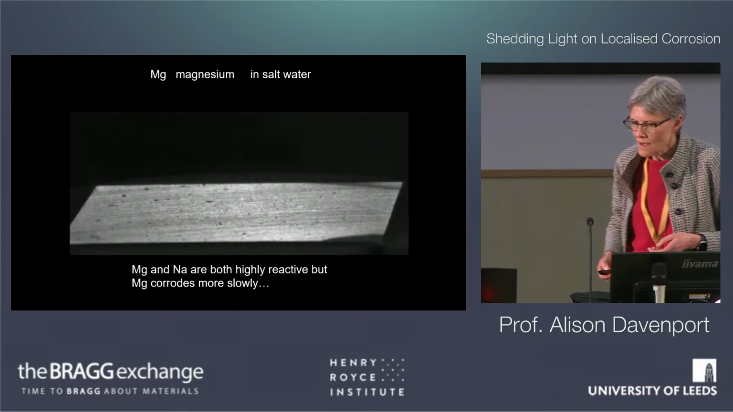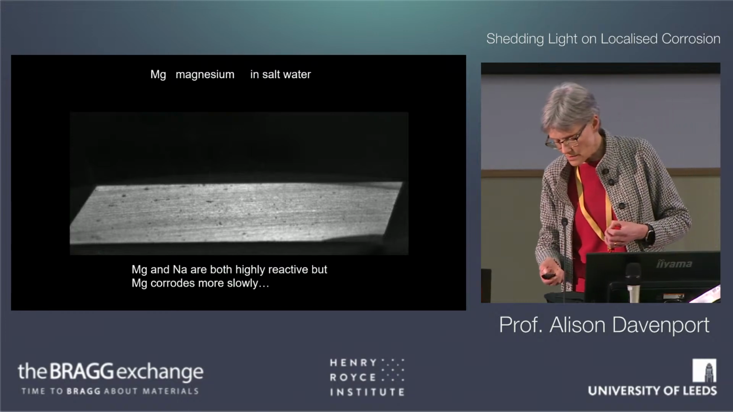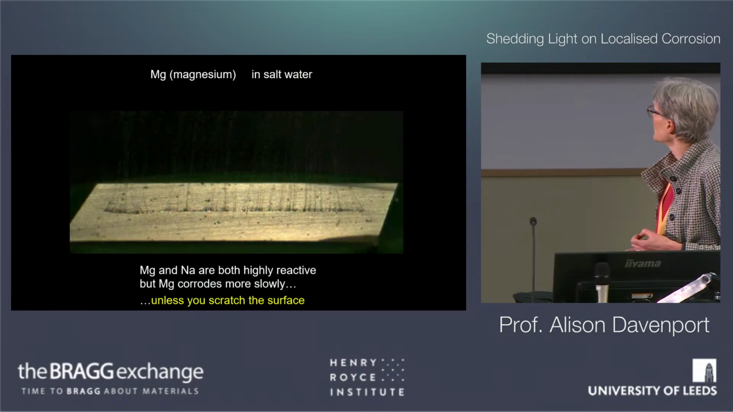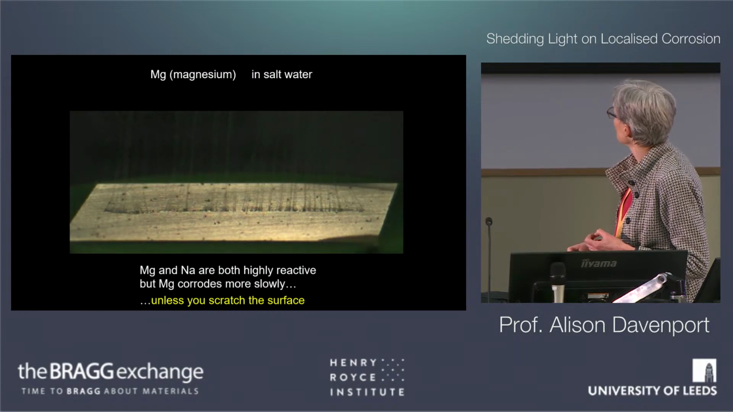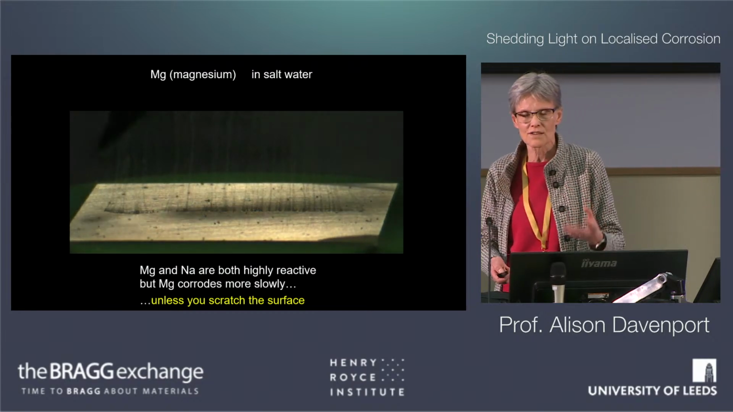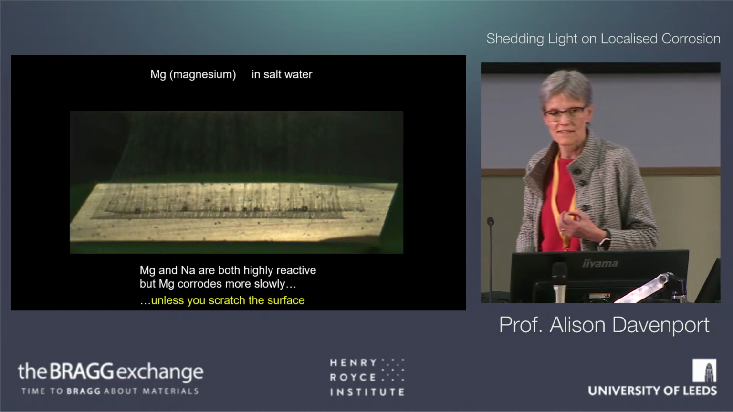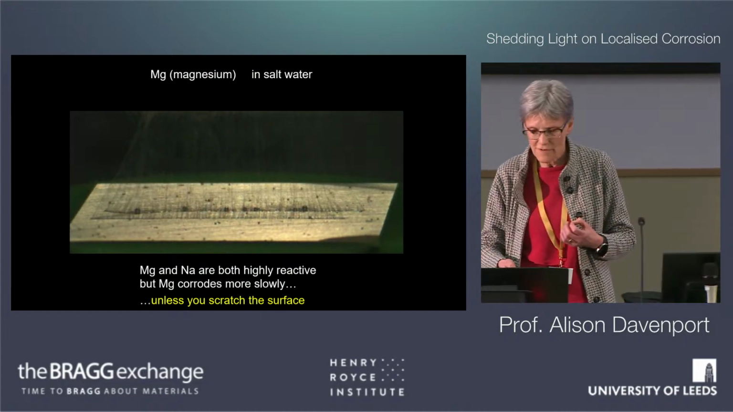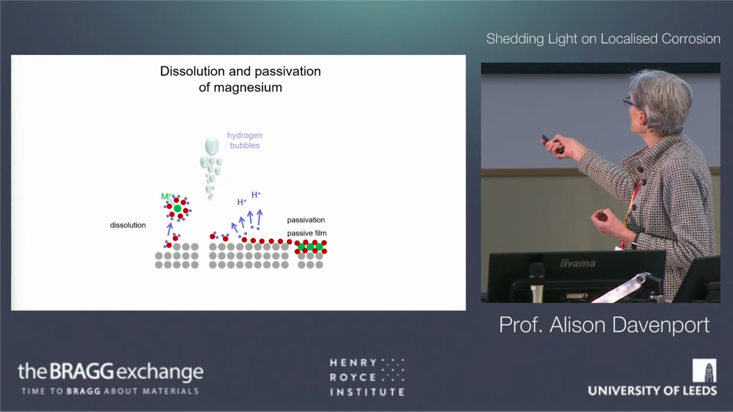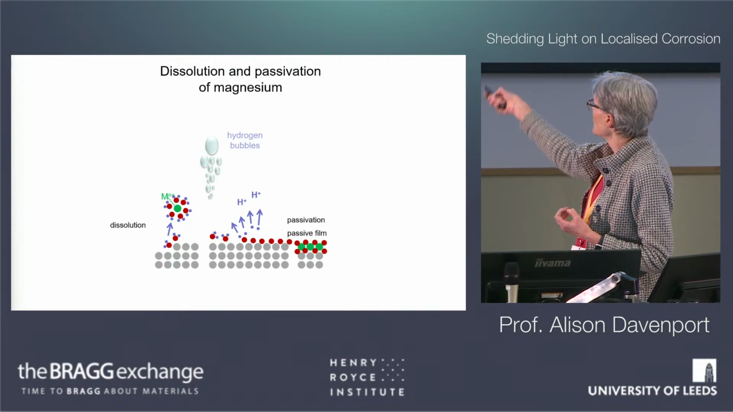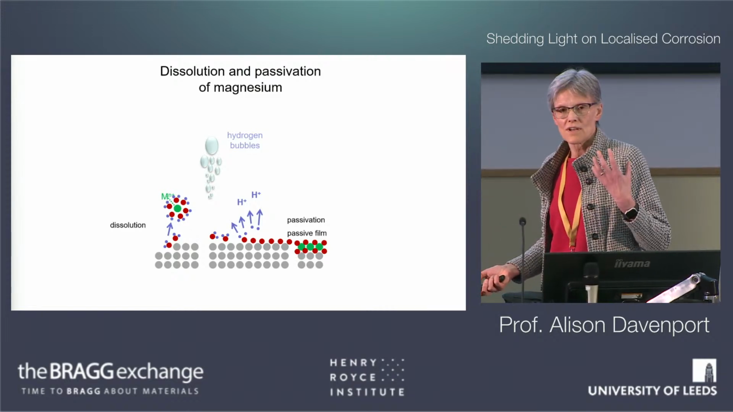However, magnesium is also a very reactive metal, but when we put that in water, it's not quite as reactive. You can see you do have quite a decent number of bubbles coming out the top, but nothing like the vigor with which sodium reacts, unless you scratch the surface, and then the rate of attack goes up a lot faster. So what's happening in the case of sodium is you've got the metal atoms dissolving away into the electrolyte, but in the case of magnesium, you've got a passive film forming.